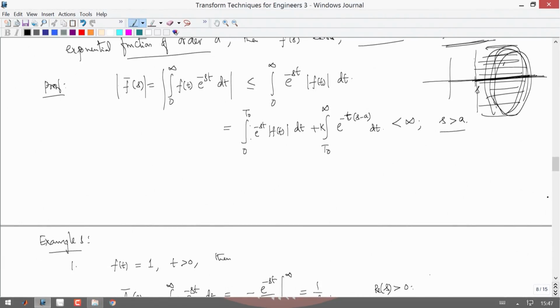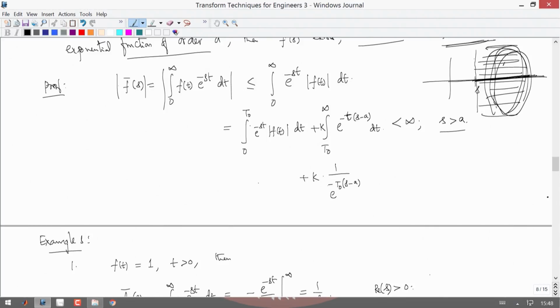With this one can show that this is going to be plus k times 1 divided by s minus a times e power t naught times minus t naught times s minus a. T naught is bigger T naught here. So, this is what you have.